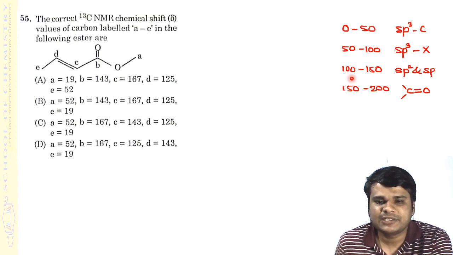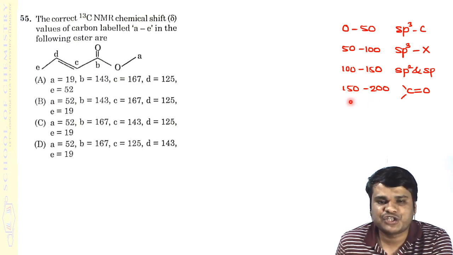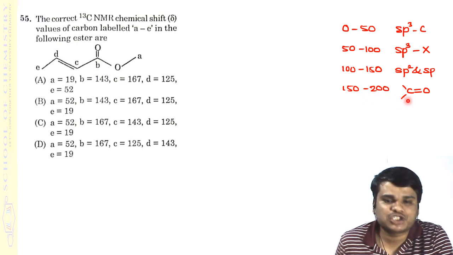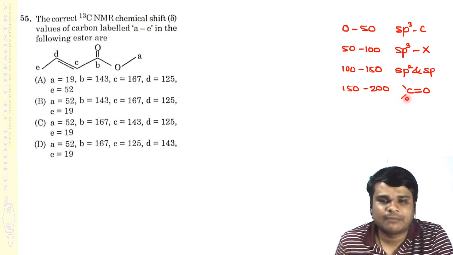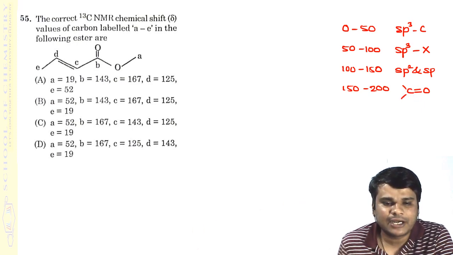sp2 and sp carbons will be in the 100 to 150 range, it can vary a little; this is a rough range. And carbonyl will definitely be at the higher end, say 160 plus in most cases, right? So the carbonyl carbon is the carbon which can give you the highest chemical shift in C13 NMR. If you have this much basic idea, some options can definitely be eliminated in this case.